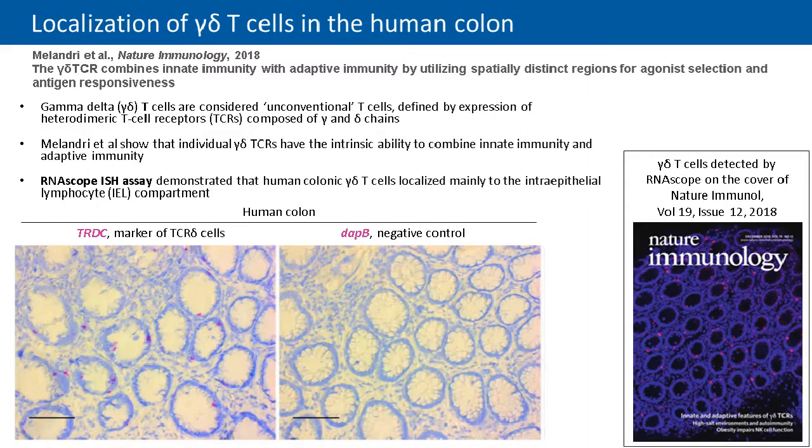Now, here's an example. Gamma delta T cells are considered unconventional T cells defined by expression of heterodimeric T cell receptors, which are composed of both the gamma and the delta chains. Landry et al. show that individual gamma delta T cell receptors have the intrinsic ability to combine innate immunity and adaptive immunity. The RNAscope ISH assay demonstrated that human colonic gamma delta T cells localized mainly to the intraepithelial lymphocyte compartment in human colon. And this work even made the cover of Nature Immunology last year.